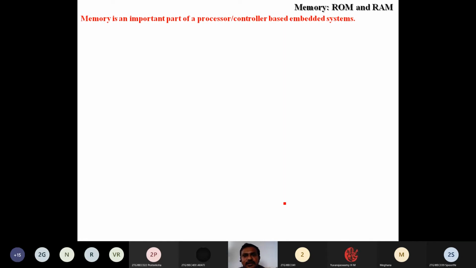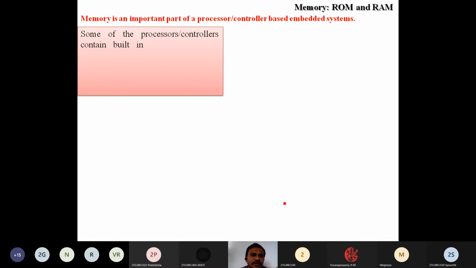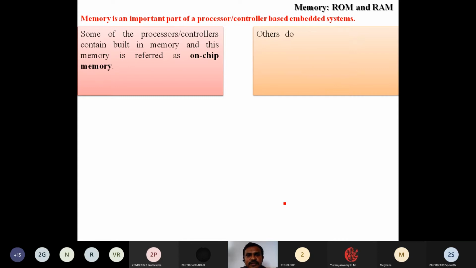Obviously, it is the element of that embedded system. Some of the processors or controllers contain built-in memory, and this memory is referred to as on-chip memory. What is this on-chip memory concept? If the memory is inbuilt in the embedded system, it is known as on-chip memory.